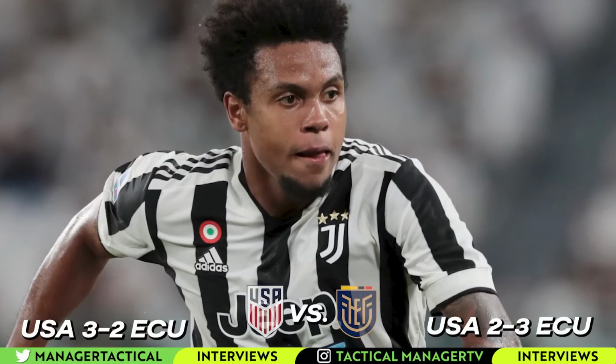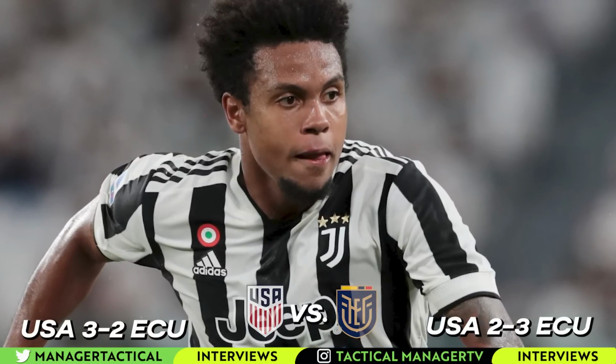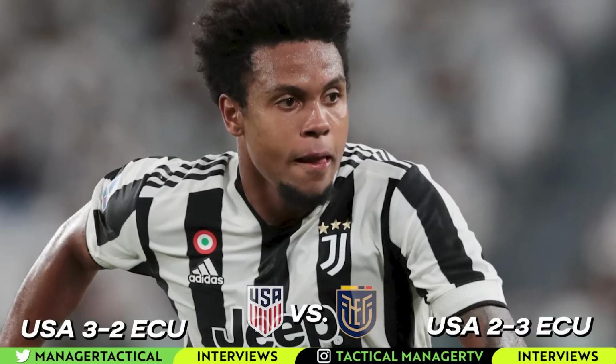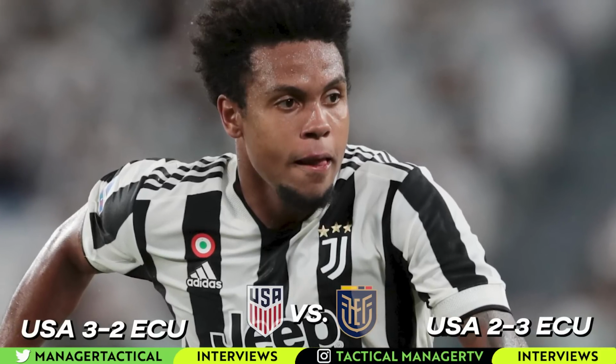So Weston is my midfielder for the United States. Yours for Ecuador is actually a very good, young, promising midfielder. Not at Weston's level, in my opinion, but a pretty promising player. Yeah, this is actually difficult now, and I'm also already thinking about this duel.